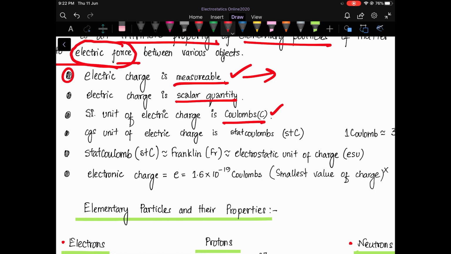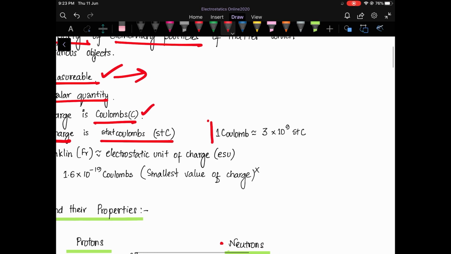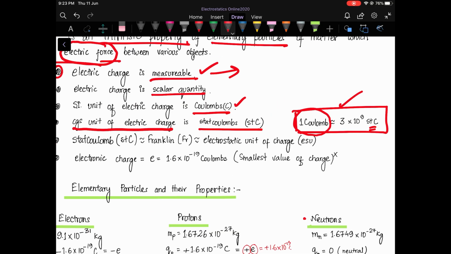Then there are smaller units of this electric charge. In the CGS system we call it stat coulombs, ST capital C. This stat coulomb is related to your coulomb with this formula where we can write 3 into 10 to the power 9 stat coulombs is equal to 1 coulomb. You can see 1 coulomb is a very big unit and the stat coulomb is a smaller unit. Another name for the stat coulomb in the CGS system is the Franklin, FR, we can use. We can also use electrostatic unit of charge.